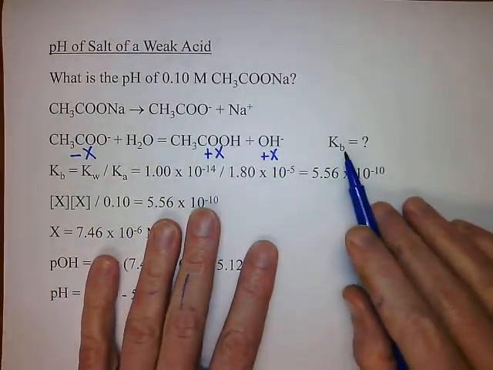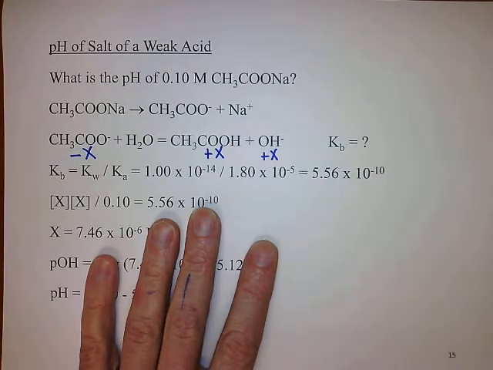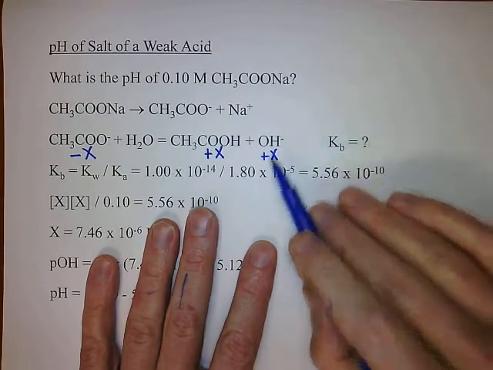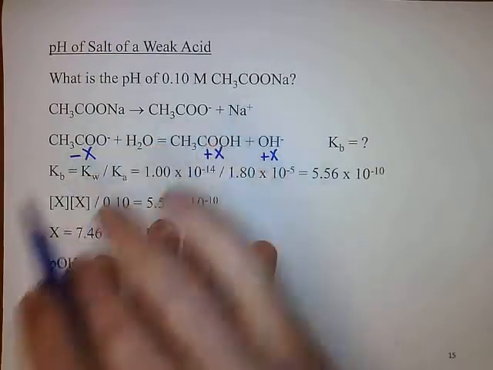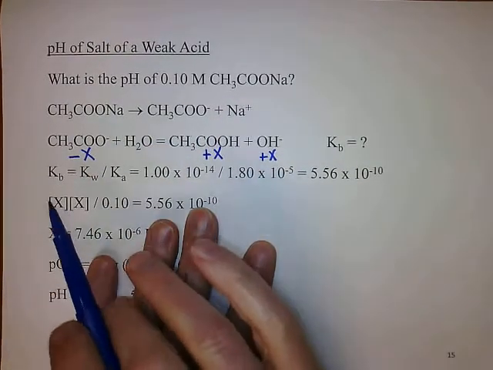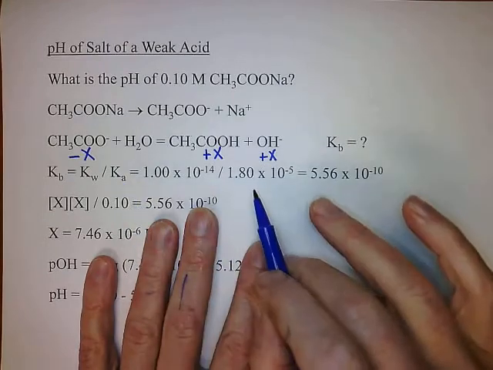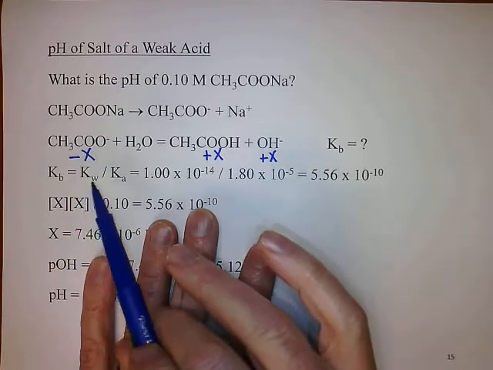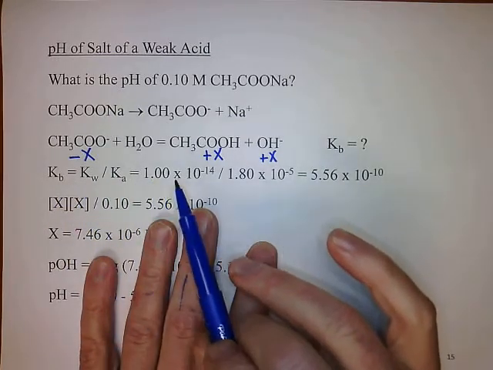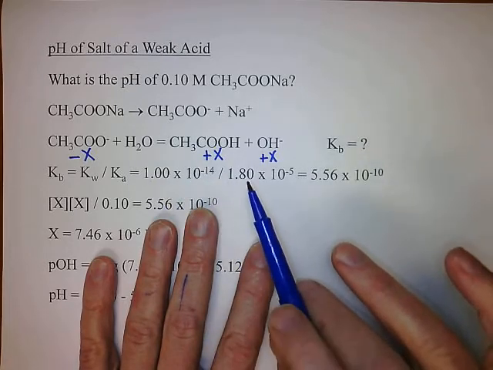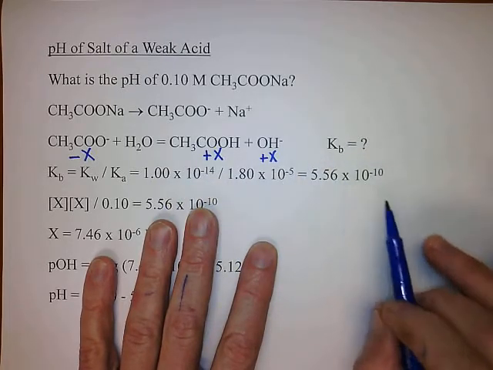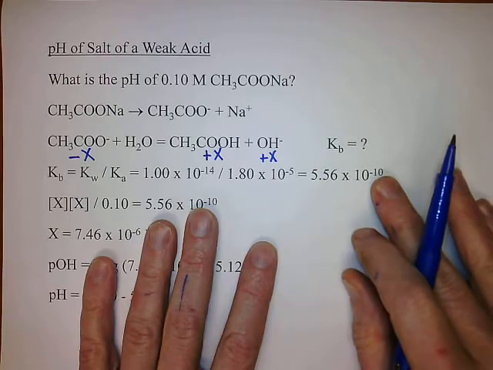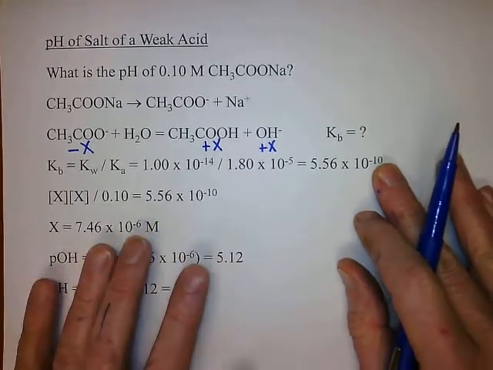But what equilibrium constant do we use? We can't use 1.8 times 10 to the minus 5. That's the Ka for acetic acid. We want the Kb for acetate. So one more time, we're going to use the relationship Ka times Kb is Kw, or rearrange it and say Kb is Kw over Ka. 1.0 times 10 to the minus 14 divided by 1.8 times 10 to the minus 5 is 5.56 times 10 to the minus 10. That's our Kb.